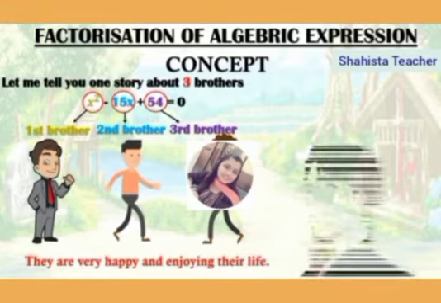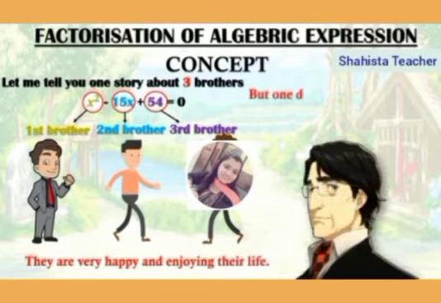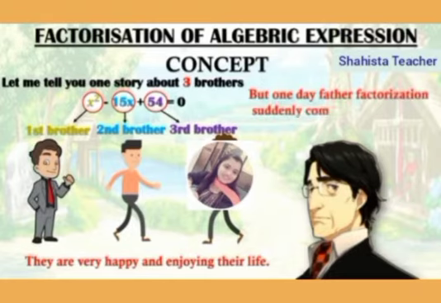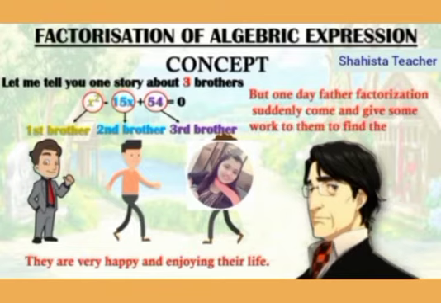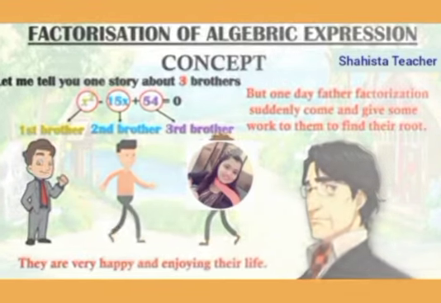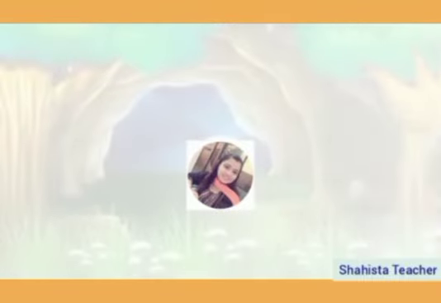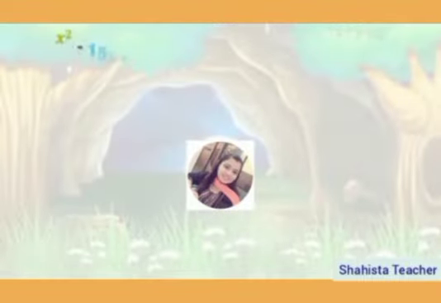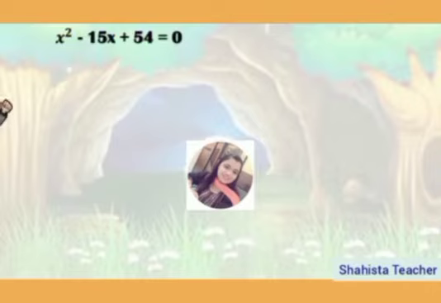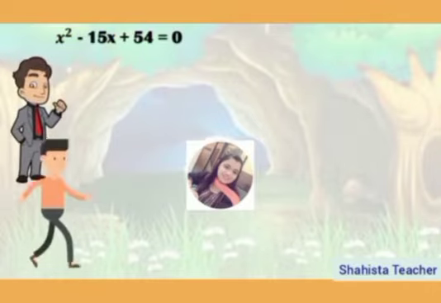Okay. Now what happened? But one day Father Factorization suddenly comes and gives them some work. What was the work? He has given them work to find their root. Now here you can see the situation. They are x square, 15x and 54. They are on a mission to find their root.